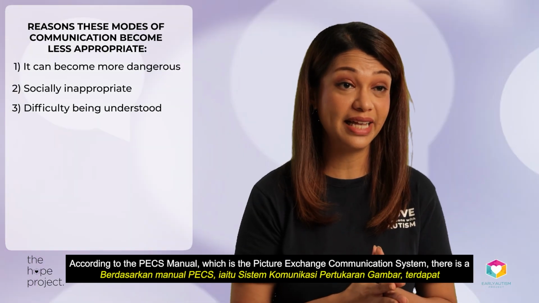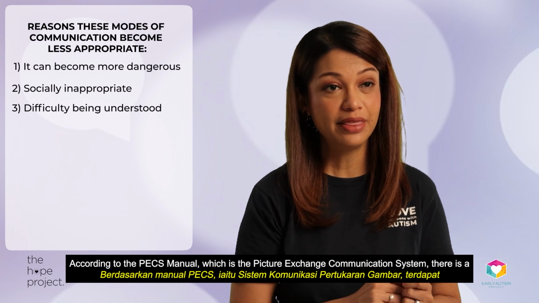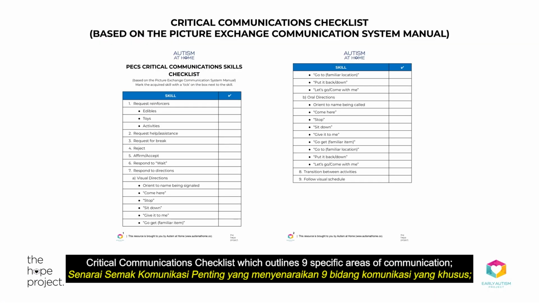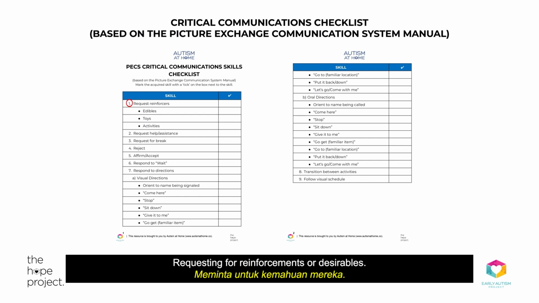According to the PECS Manual, that's the Picture Exchange Communication System, there is a critical communications checklist, which outlines 9 specific areas of communication. These are requesting for reinforcements or desirables, basically things that the child wants, requesting for a break, requesting for help, rejecting, saying no, affirming or accepting, that's number 5, responding to wait, responding to visual or oral directions, transitioning between activities, and last but not least, following visual schedules. That's a critical communication checklist.